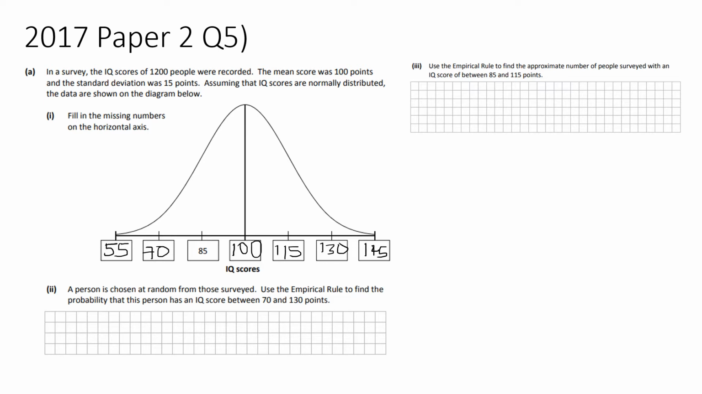So assuming that IQ scores are normally distributed, the data are shown on the diagram. So this gives you 15 marks to fill in the empirical rule on the diagram. So a person is chosen at random from those surveyed. Using the empirical rule, find the probability that this person has an IQ score between 70 to 130. So you're looking at how many jumps that is away. So that's 2 away. And you can see that it's 130, so that's also 2 away. So that means that that's 2 standard deviations away from the mean.